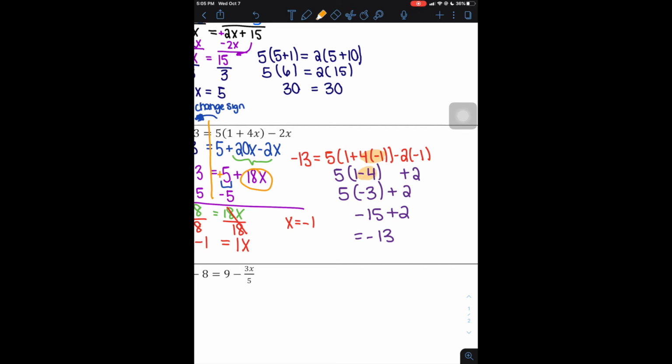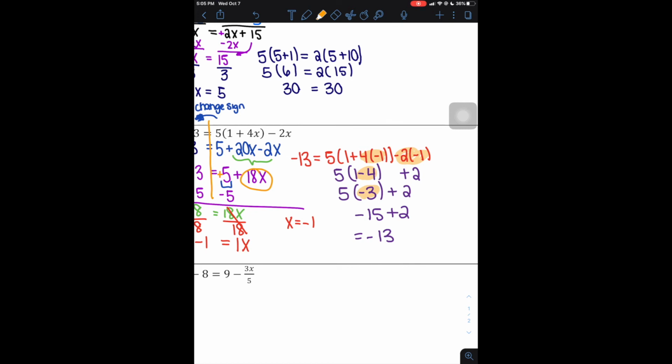And I could have written 1 plus negative 4, but that's the same thing. It's just writing 1 minus 4. And then I did negative 2 times negative 1, and I know that's going to give me a positive 2, so I just tack that on to the end. I know 1 minus 4 is negative 3, so I just simplified my parentheses.